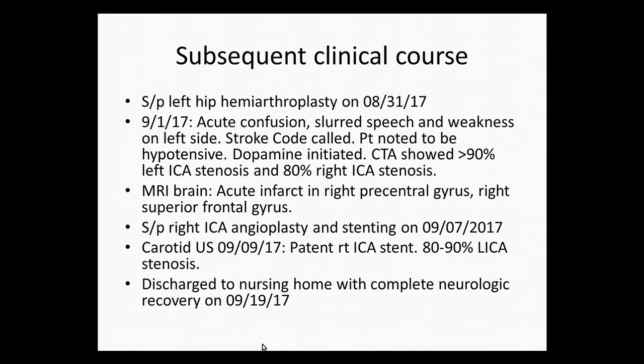And that episode of CVA was related to hypotension while she was in the ICU, in the CCU, and she did have significant carotid disease. This was not known before. We knew she had a history of CVA.